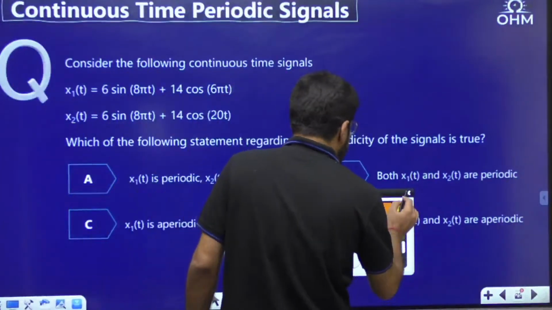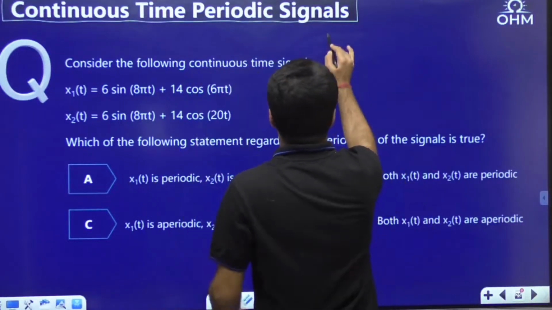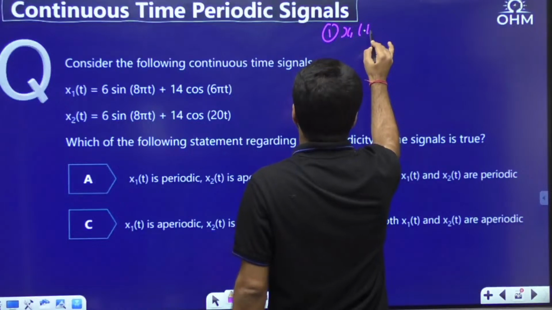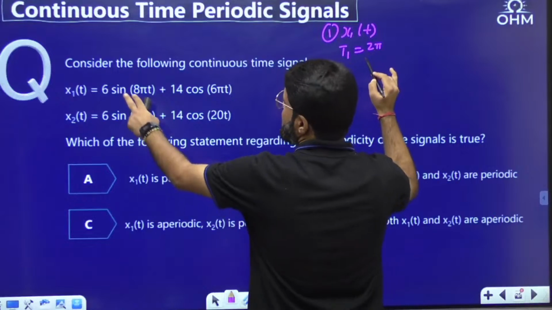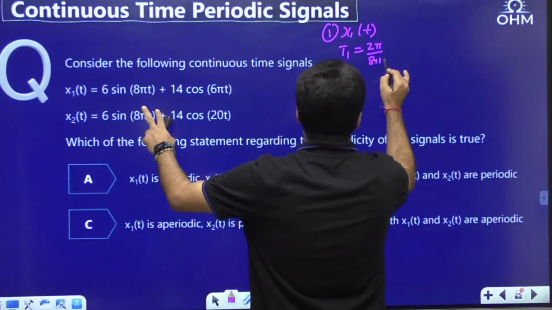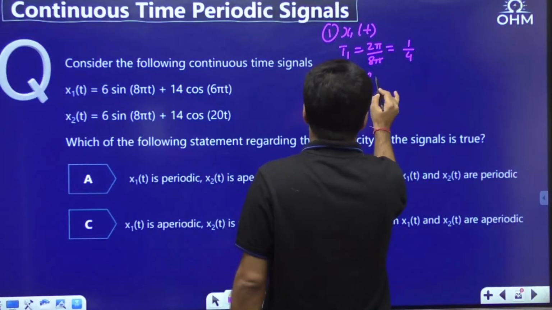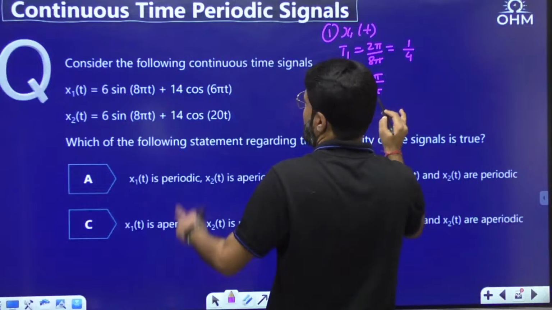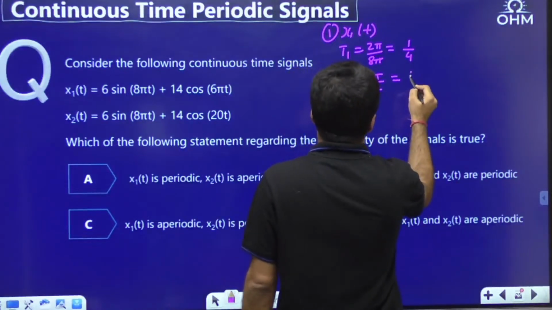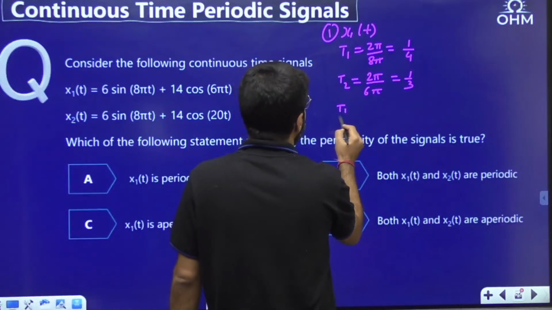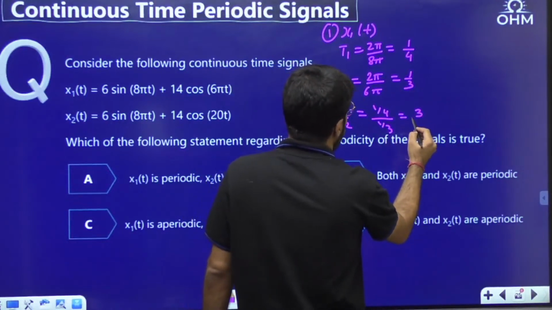So let's try for the first one, that is x1t. Now what is the first time period T1? The time period for a sinusoid is 2 pi by omega, 2 pi by 8 pi, which is 1 by 4. What is the value of T2? 2 pi by 6 pi. For cos omega t also it is again 2 pi by omega, so this is 2 pi by 6 pi, 1 by 3. Now, what is T1 upon T2? That is 1 by 4 upon 1 by 3, which is equal to 3 by 4.